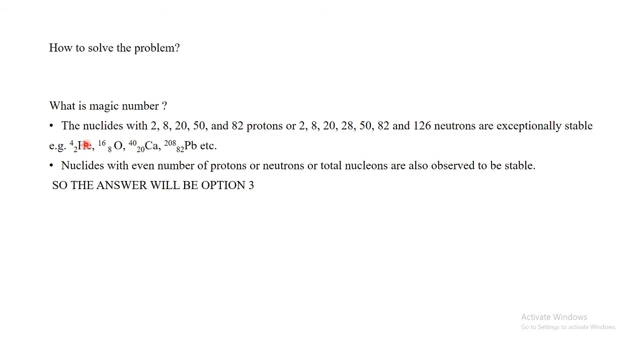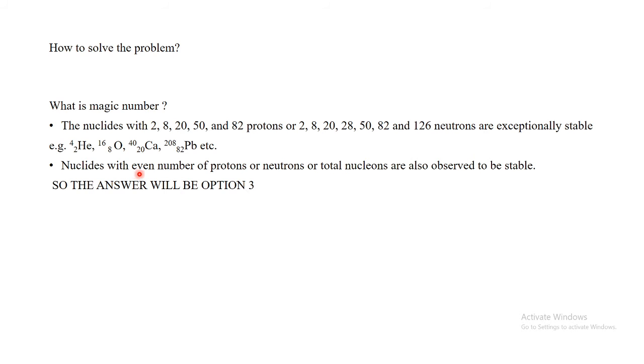See, in this nucleus helium 2, 4, we have number of protons equal to 2. In this nucleus oxygen 8, 16, we have number of protons equal to 8. In this nucleus calcium 20, 40, we have number of protons equal to 20. In this nucleus lead 82, 208, we have number of protons equal to 82. So these are highly stable, right? And they also satisfy the condition of the magic number, right? So these are exceptionally stable nuclides.